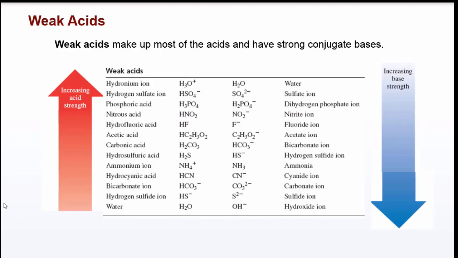Weak acids, there are a lot more weak acids than strong acids. Here's a list of them, and they usually have a strong conjugate base. That means that the reverse reaction is sometimes happening more strongly than the forward reaction. So you can see that as the acid strength increases, the base is weaker, and as the acid strength decreases, their conjugate base gets stronger. It's an interesting relationship.